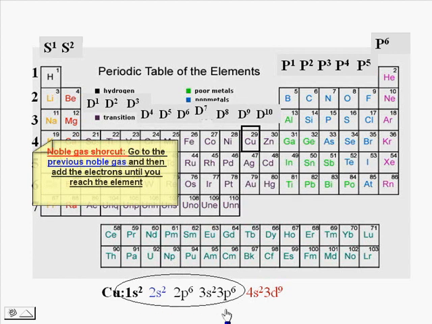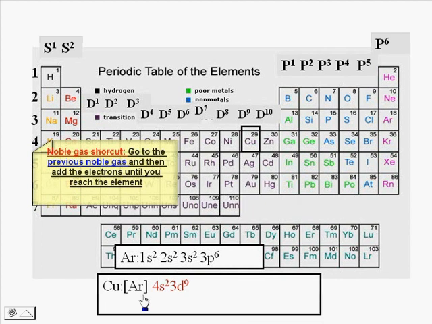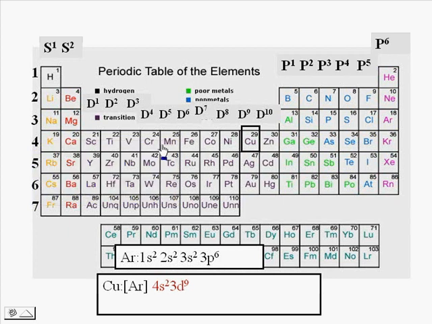Instead of writing all of this, I can represent this section of copper as brackets of argon, and then continue to add the electrons that come after that until you get to your element. So copper's noble shortcut is argon. I need to add these electrons to get there. So that would be 4s2, 3d9.